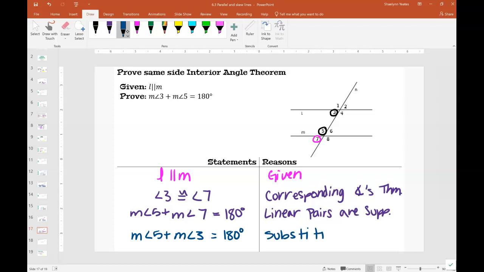Notice that I said substitution this time. S-U-B-S-T-I-T-U-T-I-O-N. I can get there eventually. This time it's substitution, not transitive property, specifically because we're not cutting out a middleman. We are going straight from angle 7 to angle 3. There's no middleman that's making it equal to something else in between.